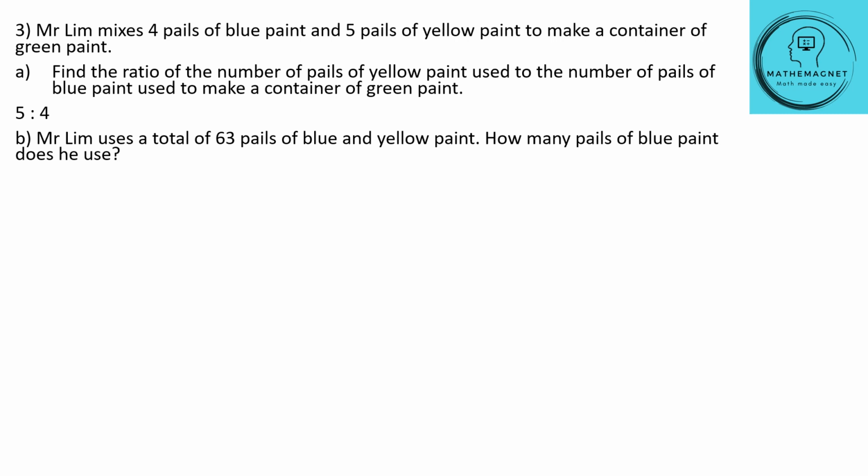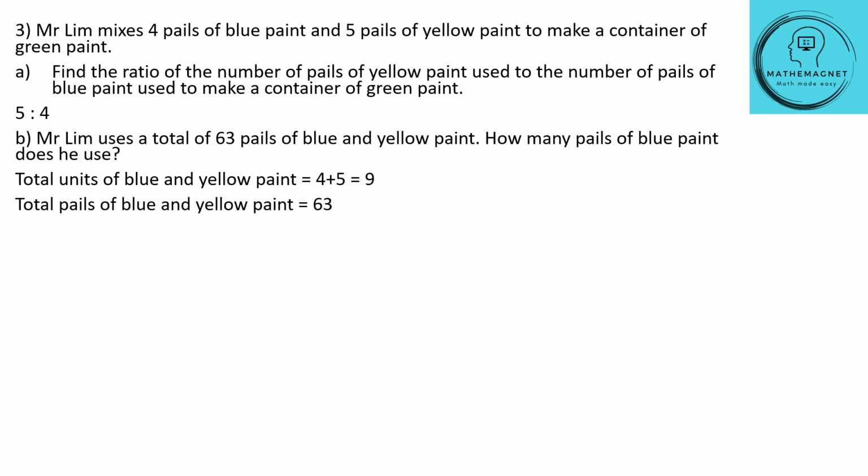Now question B, Mr. Lim uses a total of 63 pails of blue and yellow paint. How many pails of blue does he use? So they've given the total of blue and yellow as 63. They're asking how much is blue. Now we know total of yellow and blue will be 4 plus 5 is equal to 9 units. Now 9 units is equal to 63. So which means 1 unit is equal to 63 divided by 9, which is equal to 7.